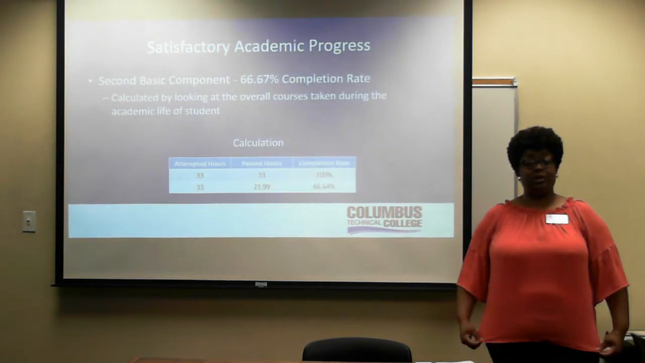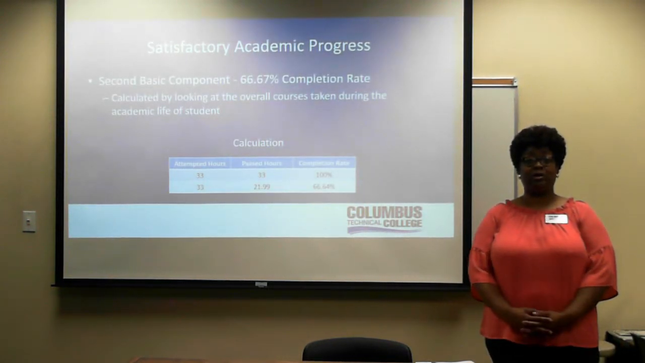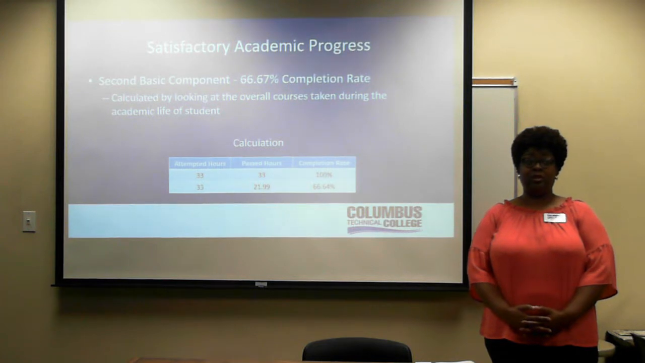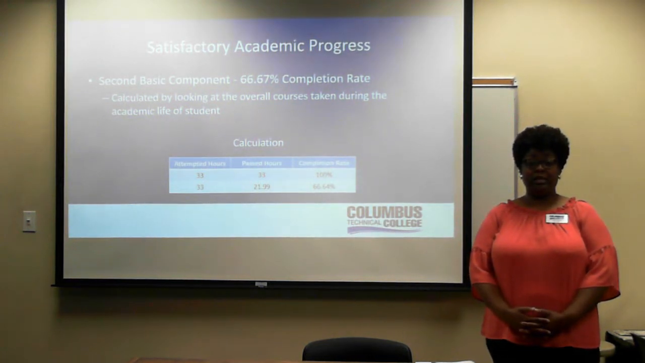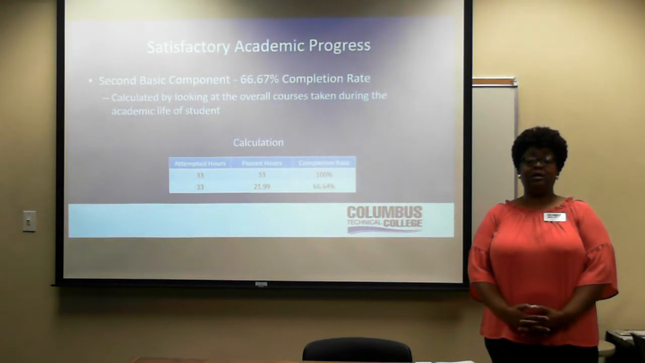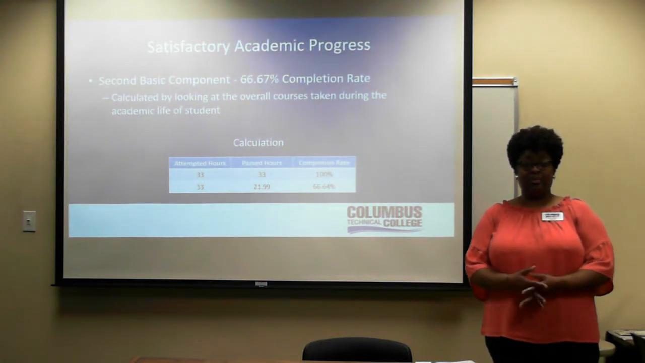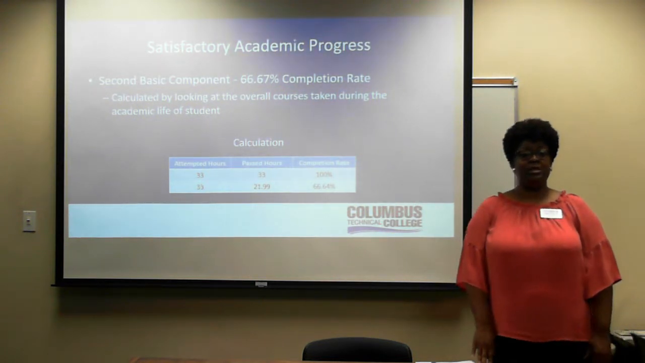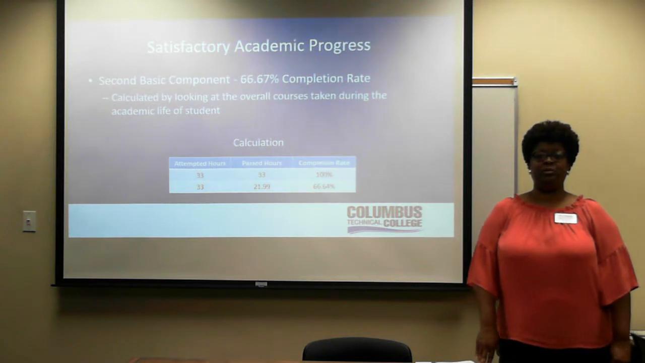The second basic component dealing with satisfactory academic progress deals with the 66.67% completion rate. So in a nutshell, what that means, of all the classes that you have taken here at Columbus Technical College, you must complete and pass 66.67% of those classes. So in this example, we have a student who was enrolled in 33 credit hours, and they passed all 33 credit hours, so their completion rate is 100%.